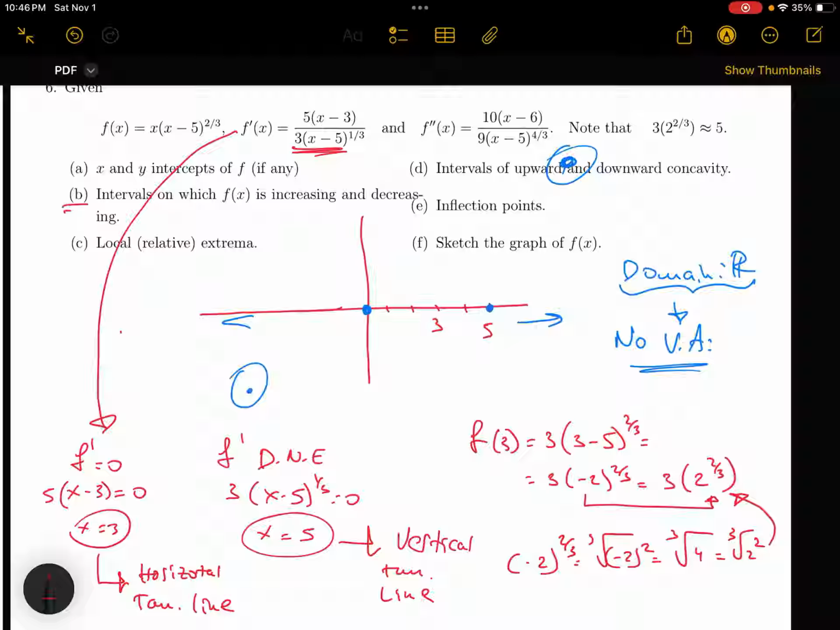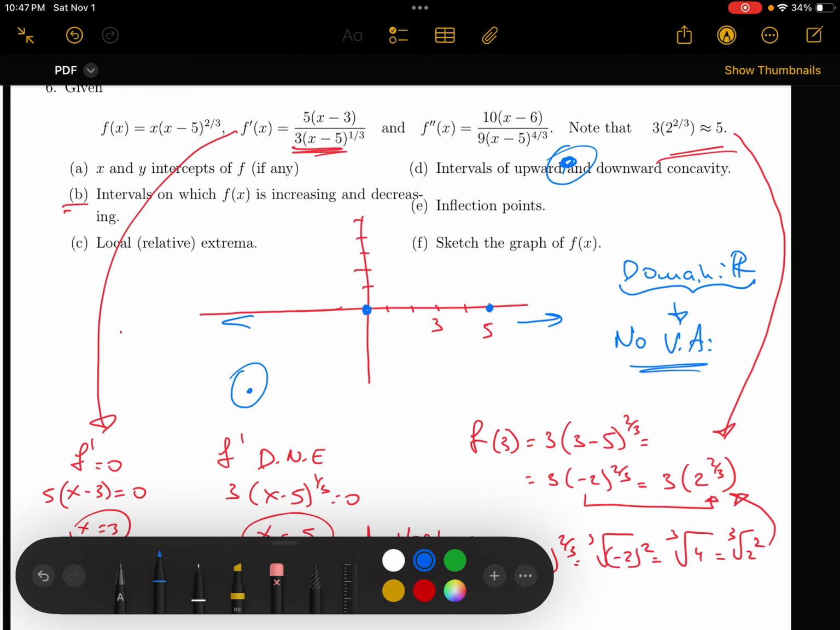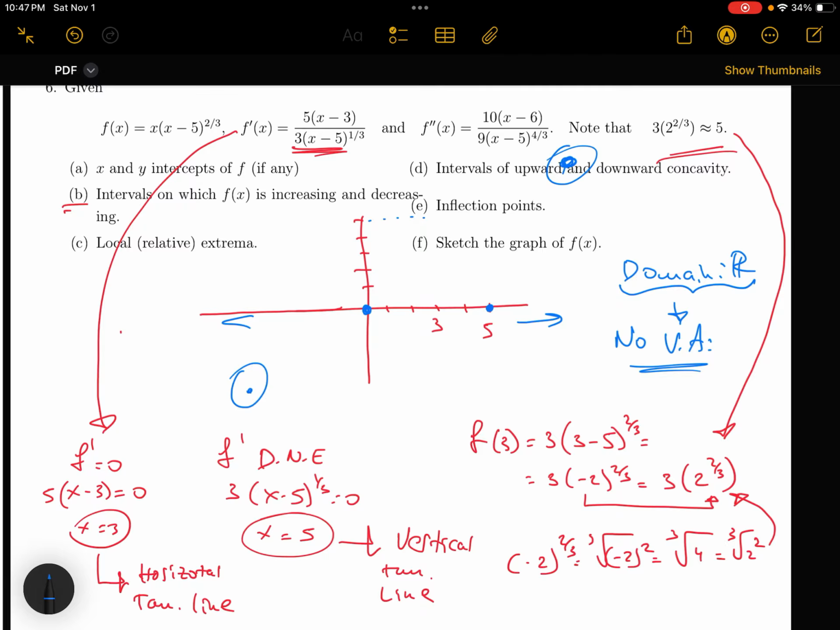And this is how I get this part, right? And that approximately is equal to 5. So that's why this information was given to us. So 1, 2, 3, 4, 5. At this point here, another point on the graph, I also have a horizontal tangent line. Okay, at 5, I have a vertical tangent line.